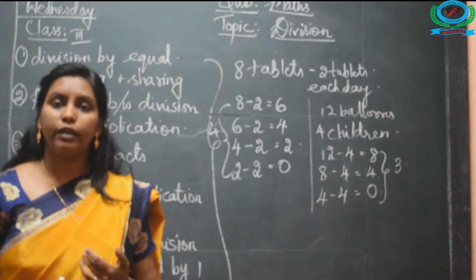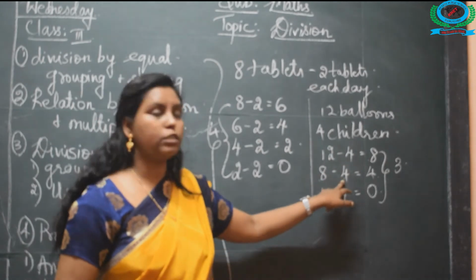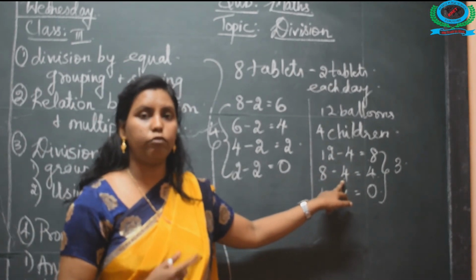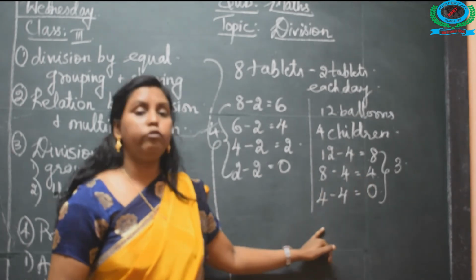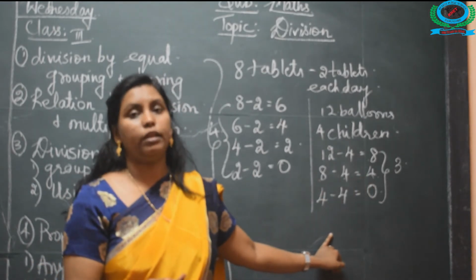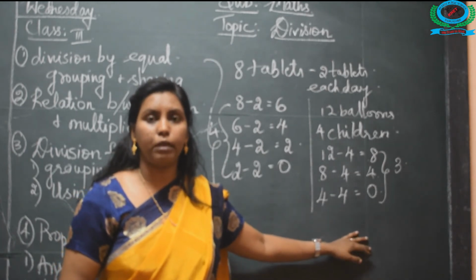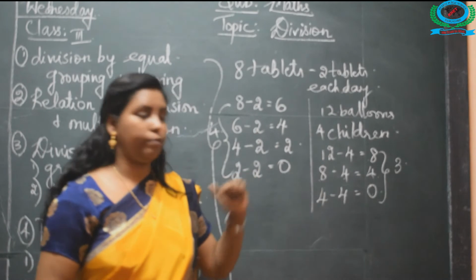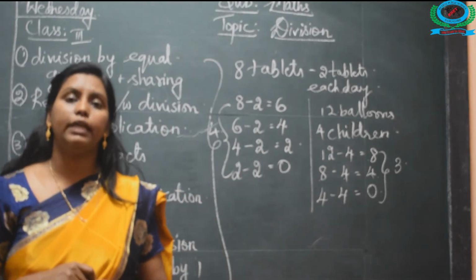Until you get a 0, you have to keep subtracting. Then again, 8 minus 4, it is divided among the 4 children, that gives you 4. Then again that 4 is divided among the 4 children. What is remaining there? 0. So nothing is remaining. So 1, 2, 3. The 4 children are getting 3 balloons each.